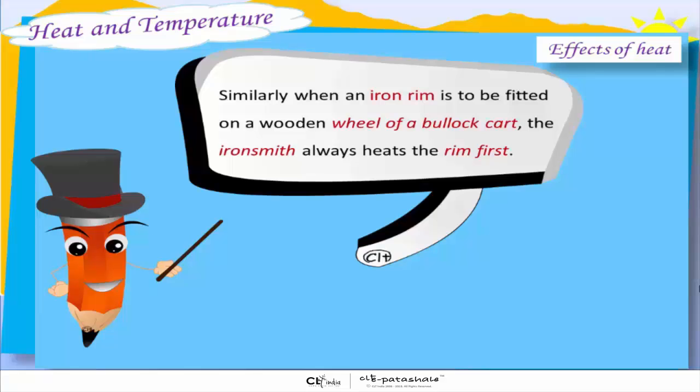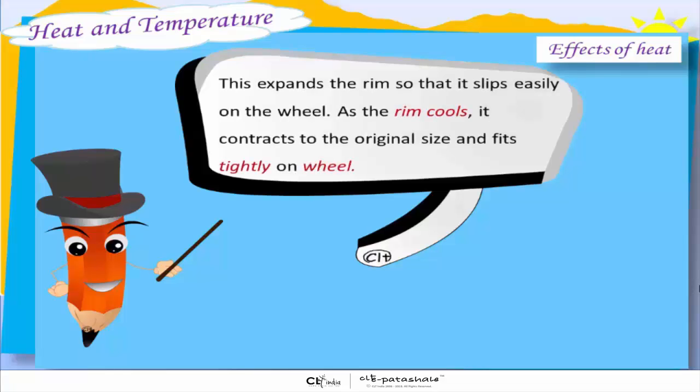Similarly, when an iron rim is to be fitted on a wooden wheel of a bullock cart, the ironsmith always heats the rim first. This expands the rim so that it slips easily on the wheel. As the rim cools, it contracts to the original size and fits tightly on the wheel.